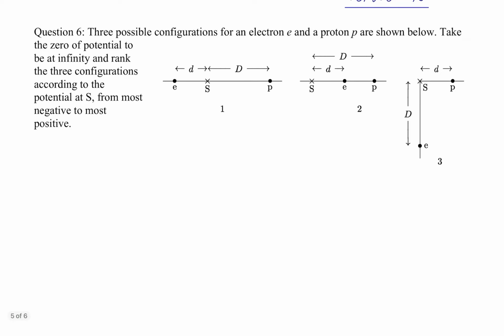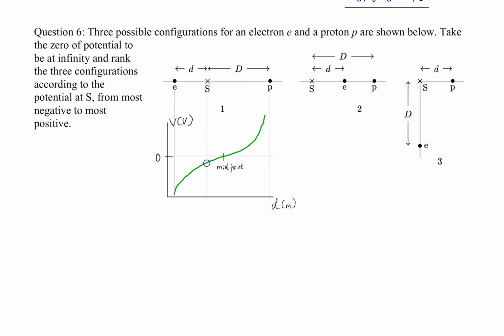3 possible configurations for an electron E and a proton P are shown. Take the zero of potential to be at infinity, which is always a standard, and rank the 3 configurations according to the potential at S from most negative to most positive. Okay, so what I did here for all of these is I drew a graph of voltage versus distance, with these lines lining up with points like the electron, the point of interest S, and the proton.